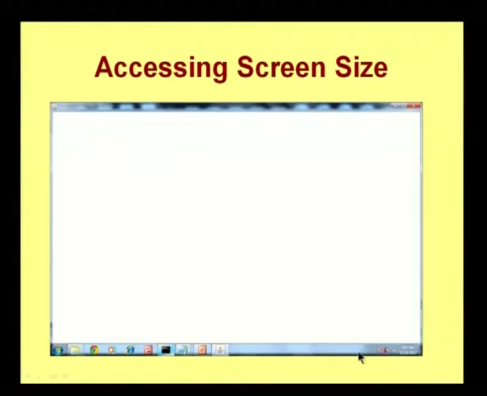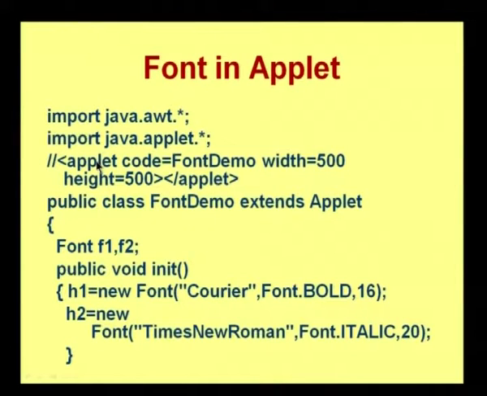So this is your taskbar, and this particular frame which you have created occupies the entire desktop area, whereas normally our frame will occupy only a part of your desktop. Here, since I have acquired the screen size and am placing my frame with the entire dimension, it occupies your entire desktop. Like this you can access your screen size and place all your components with respect to the relative position of your screen size. So next is how to access font in applet.